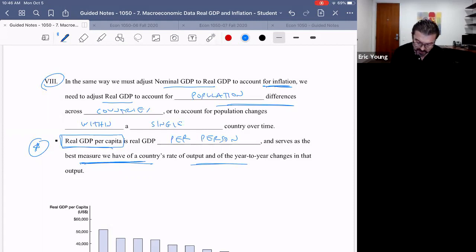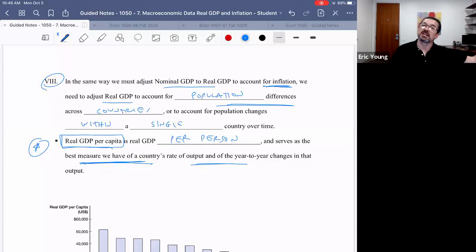When you think of real GDP per capita, what you're really calculating is how much each citizen, on average, within an economy contributed. What was the overall productivity of each citizen on average?